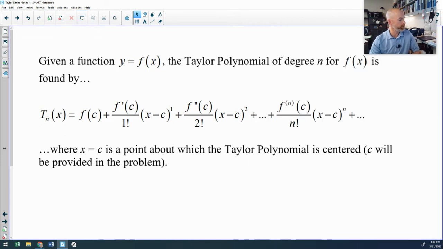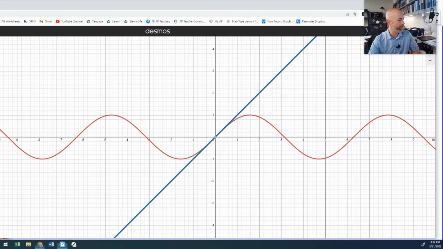I'm going to show you an illustration of how that works by looking at the function sine x, which is the red graph. The blue line is the line tangent to sine x at x equals 0, also known as the first degree Taylor polynomial approximation. If I stay pretty close to that point of tangency, this line is fairly close to the graph of sine x.